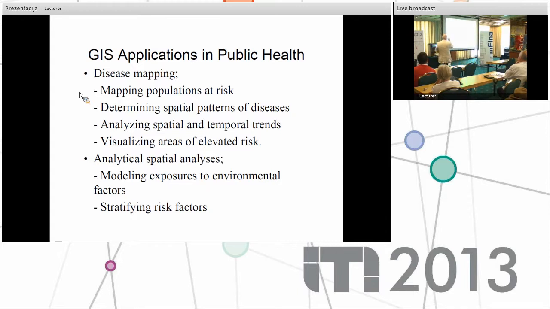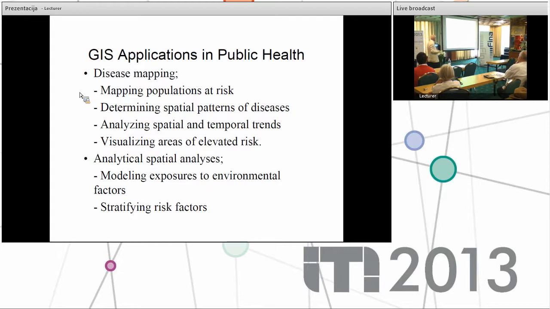So in mapping, we can map populations at risk. Where do they live? How long have they lived there? We can look at spatial patterns of disease over the geographic space. We can look at spatial temporal trends. So as epidemiologists, we're really interested in: is the disease going up? Is it going down? Over what time periods? We can actually visualize areas where the risk is highest, and I'll show you some really good examples of how we can do that.